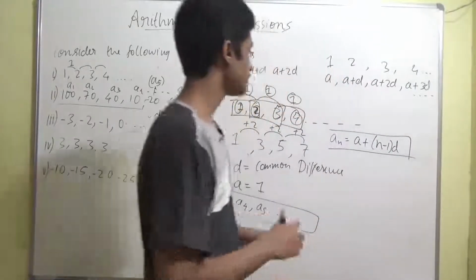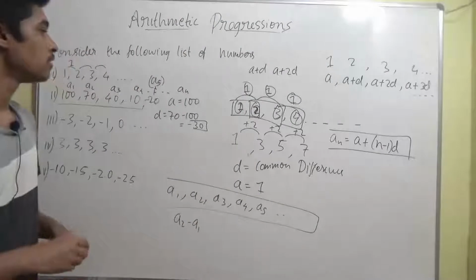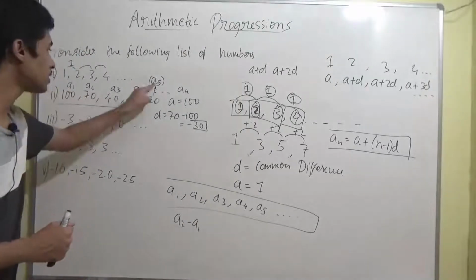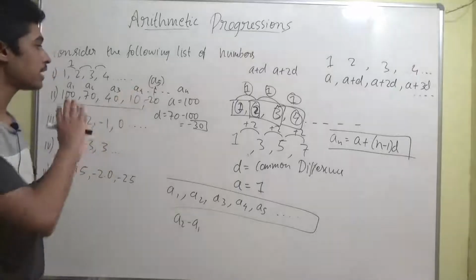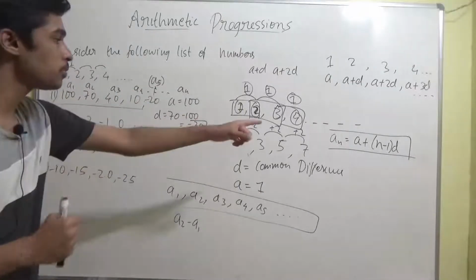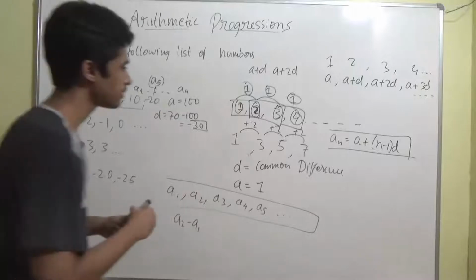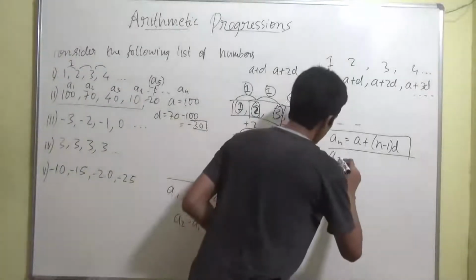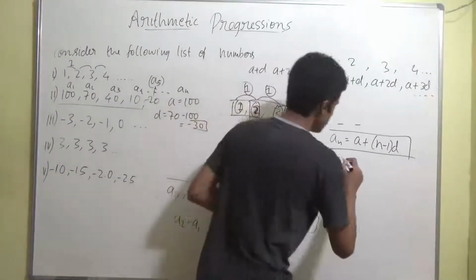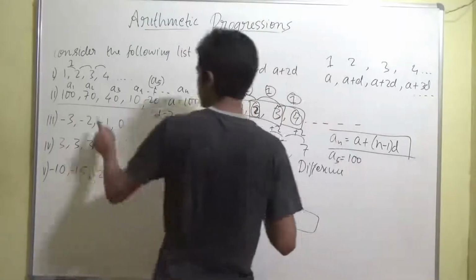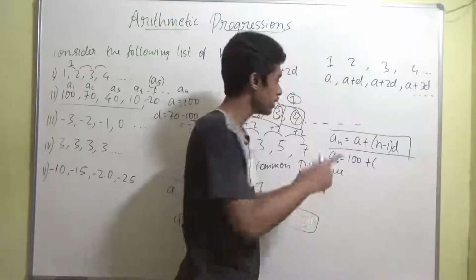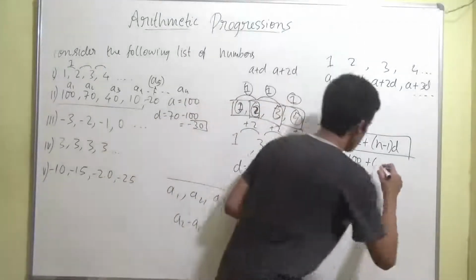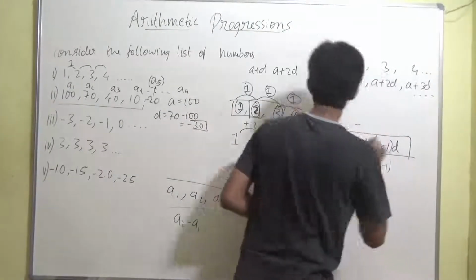So if you see here, for example, guys, we want the fifth term in this series. We'll get it using that formula. You have to put the value of A first. A is 100. So A fifth term, that's what we wanted, is equal to A, which is 100, plus, which term did we want? Fifth. So the n value is 5 minus 1. And what is the value of D, guys?